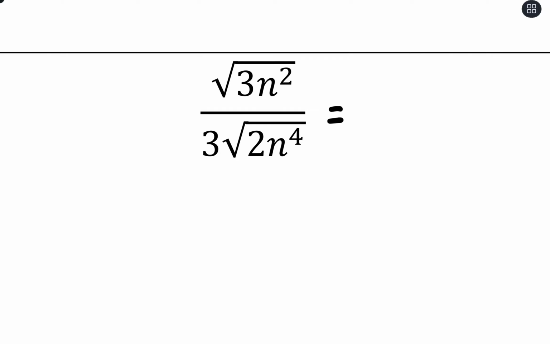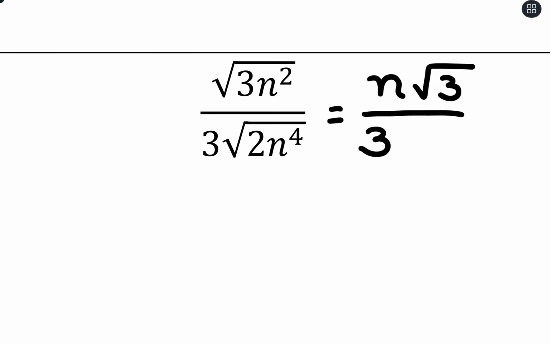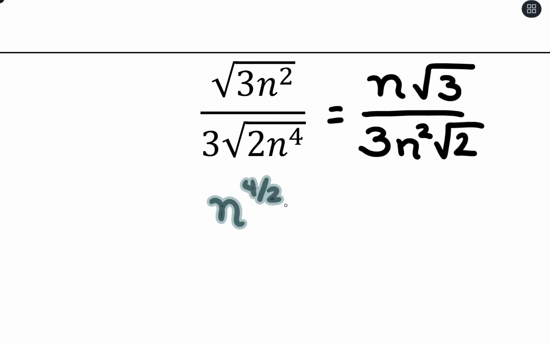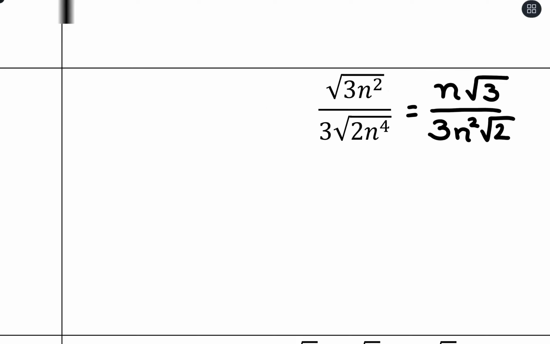Okay, up in the numerator, I have the square root of 3 times n squared. 3 is going to stay trapped underneath, but that n squared would be like having n to the 2 divided by 2. So I can extract an n, but I still have 3 trapped underneath the square root. And then divided by 3, and then the square root of 2n to the 4th. Well, I could think of that as n to the 4 divided by 2. So that's going to extract an n squared, but we still have a root 2 stuck underneath. So that's simplified to n root 3 over 3n squared root 2.